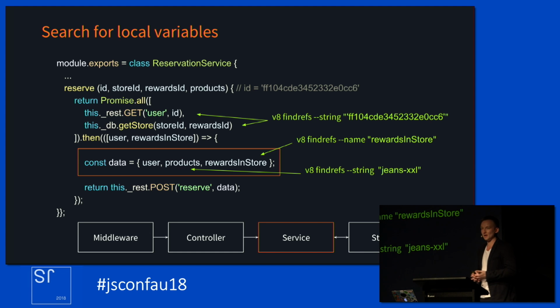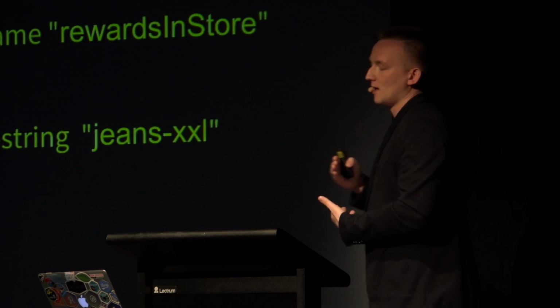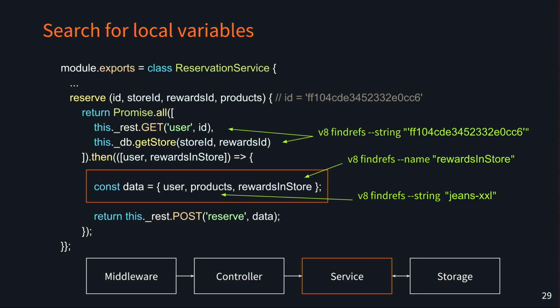Let's go deeper and imagine that this data is not enough for us, and we need to know local variables from other functions. For example, from the reserve service. There was a request to a REST API and a request to the database, and the results were assigned to some local variable data. And we don't have any objects referencing this data, so how to find it? But we can find this object by the values of its properties. For example, by rewards ID, user ID, or even by the name of some property, for example, rewardsInStore.